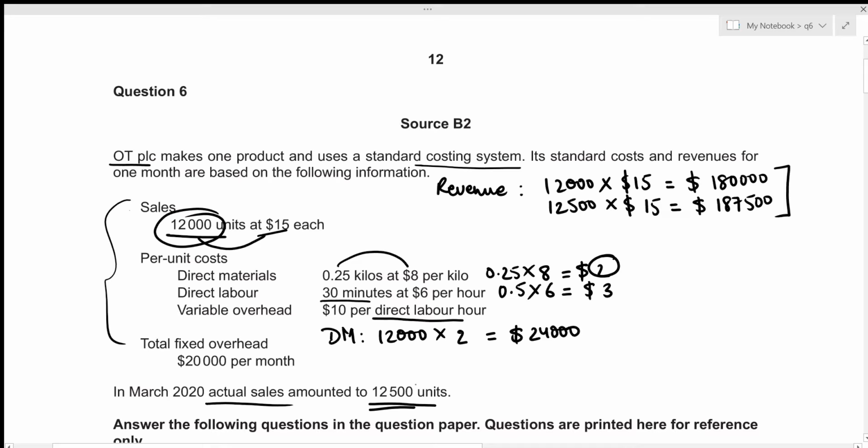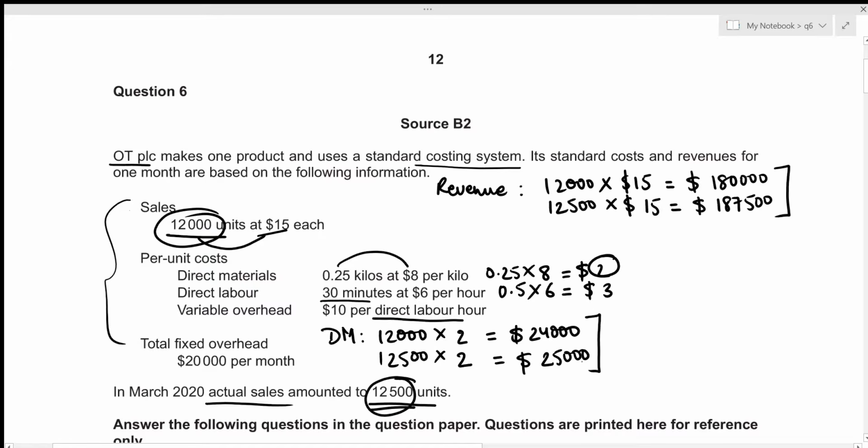Let's repeat the same process, incorporating 12,500 units. So that's 12,500 times the direct material cost per unit 2, which results in the total direct materials to be incorporated in our flex budget to be 25,000.